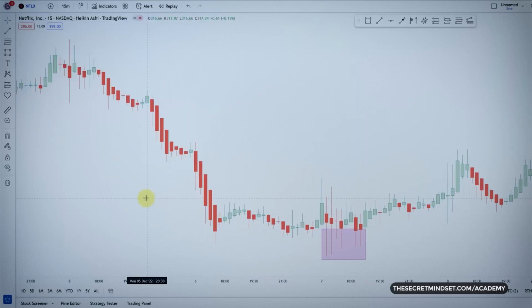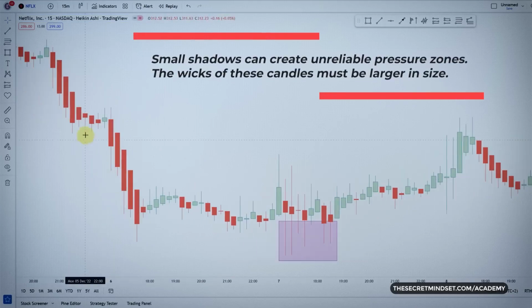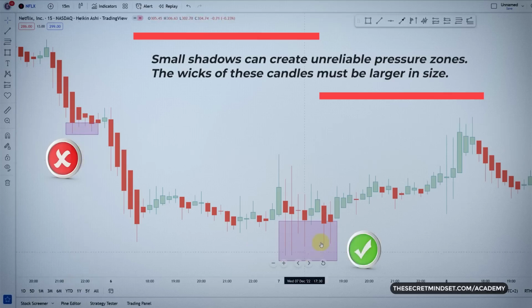Now, very important, small shadows can create unreliable pressure zones. The wicks of the candles must be somewhat larger in size. I wouldn't say this is a strong buying zone. The wicks are too small. This one is more significant.